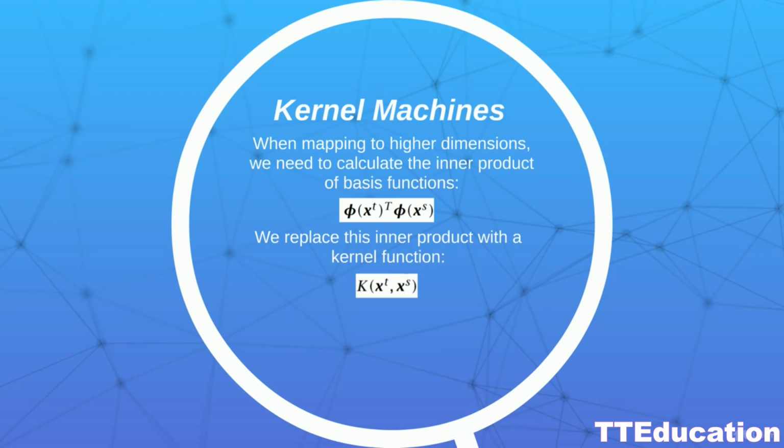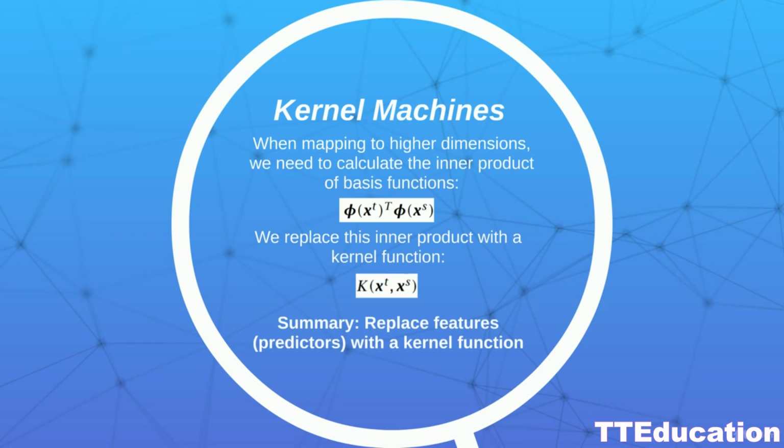So instead of mapping two instances, in this case x of t and x of s, to the new space and doing a dot product there, we can directly apply the kernel function in the original space. So this implies that if we have the kernel function, we do not need to map to a new space at all. Actually, for any valid kernel, there exists a corresponding mapping function, but it may be much simpler to simply use our kernel function rather than calculating this inner product and then taking the dot product as well.